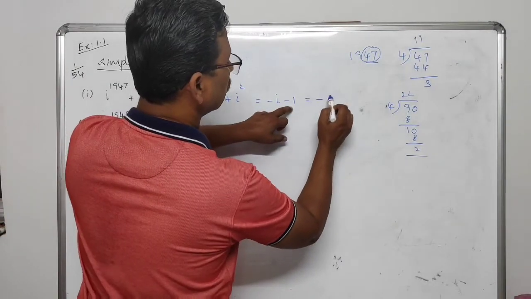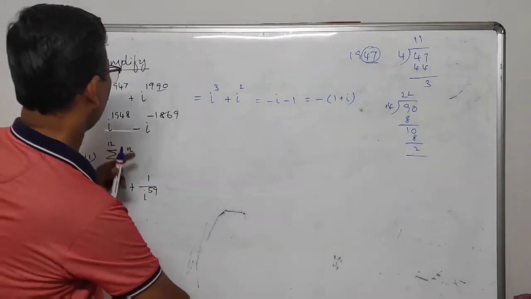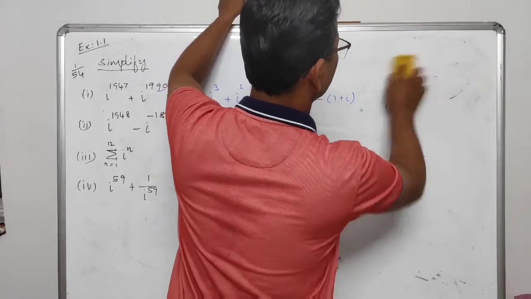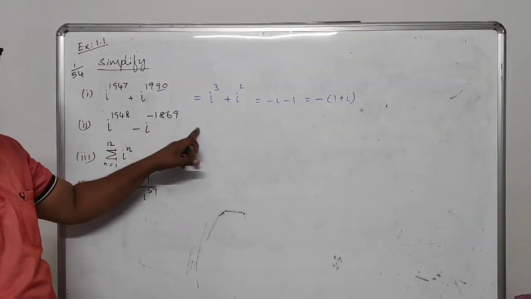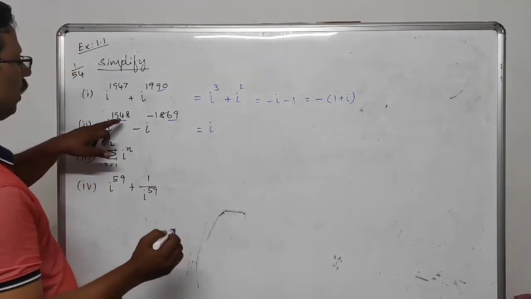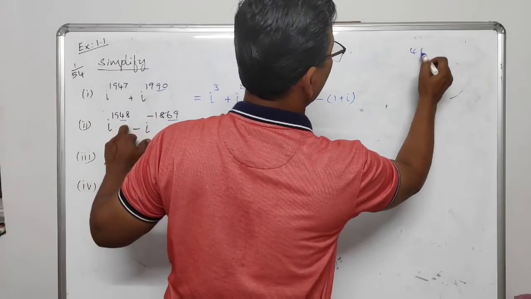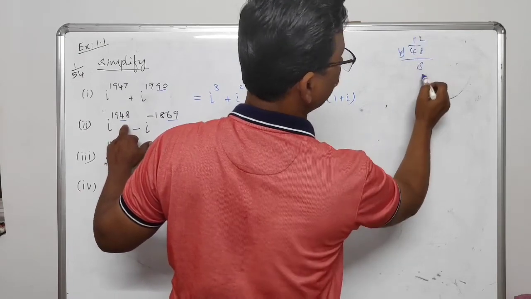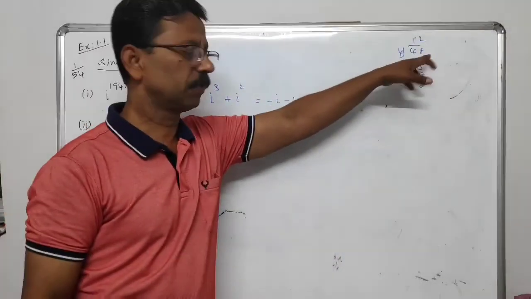This can be written as minus of 1 plus i. Similarly, how do you find this: i power 1948 minus i power 1969? Again, you have to divide only the last 2 digits. i power 48: 48 is divisible by 4, 12 times.